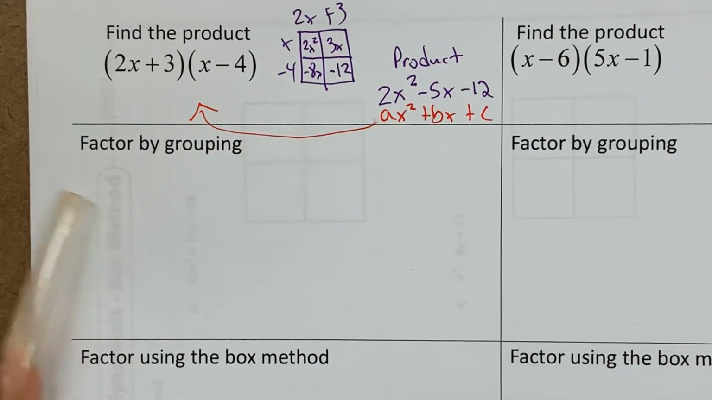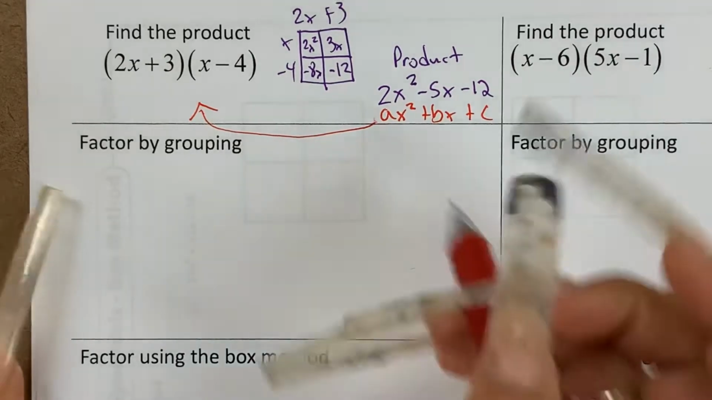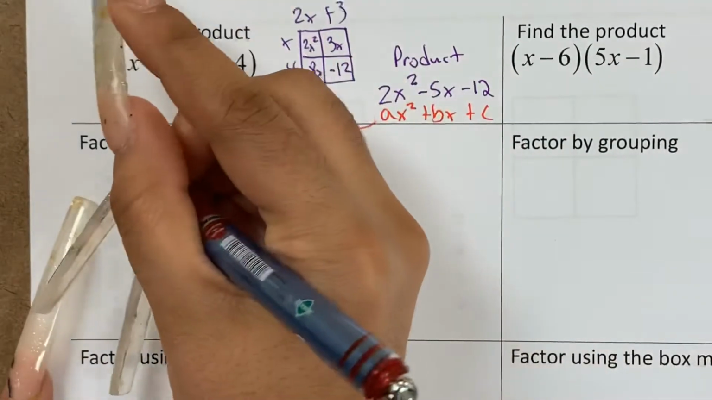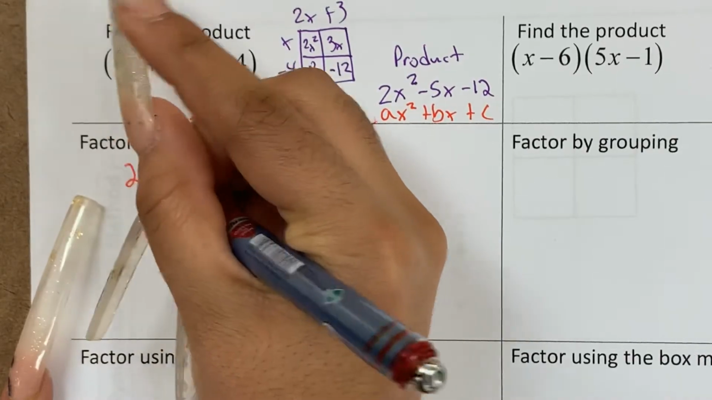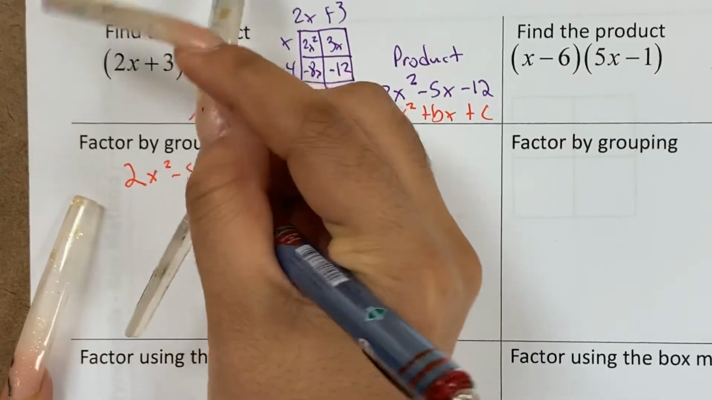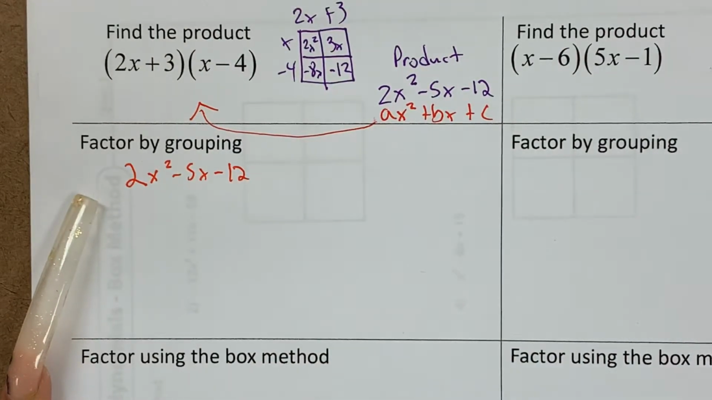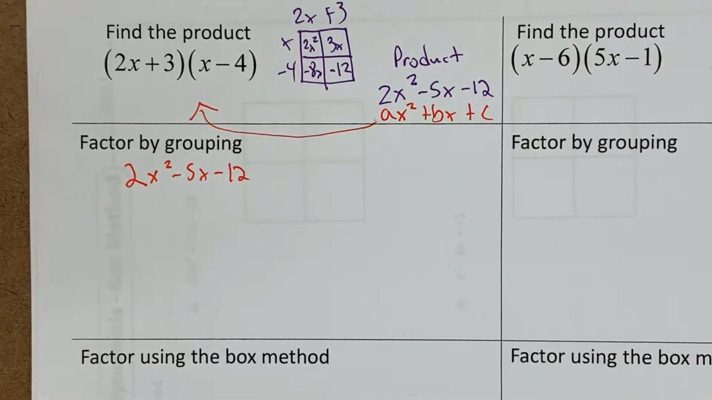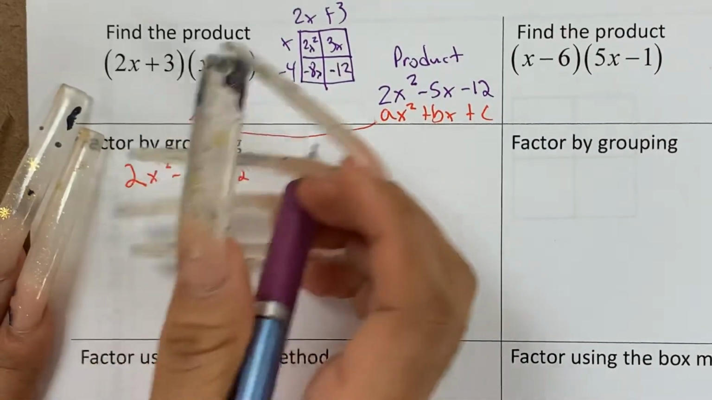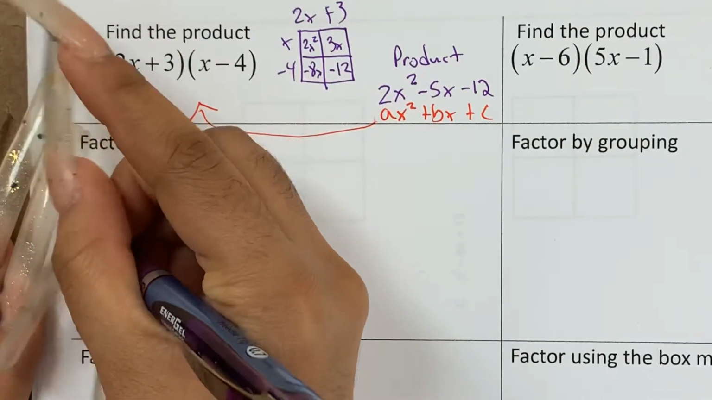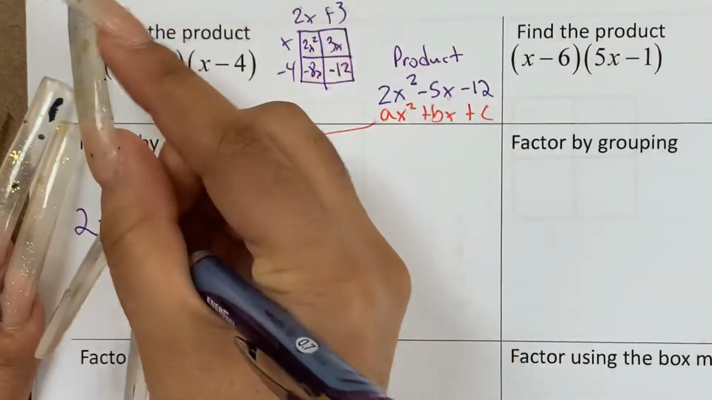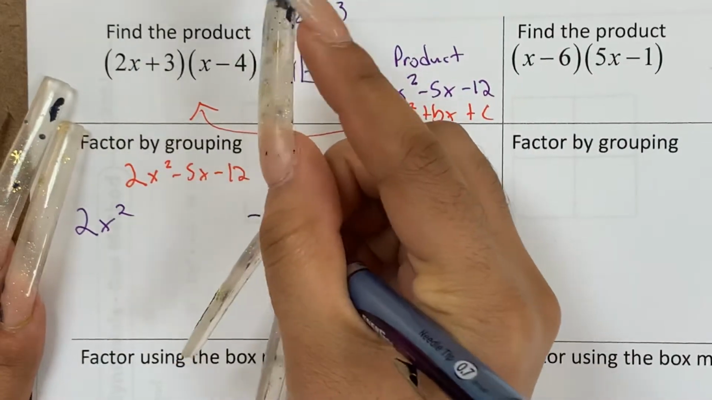So first we're going to learn how to factor by grouping. We're going to take this product, the same product that we just got, and we're going to factor it. So factoring by grouping, we're going to need 4 terms. Well, we only have 3 here. So in order to find the fourth term, I am going to multiply the first term and the last term.